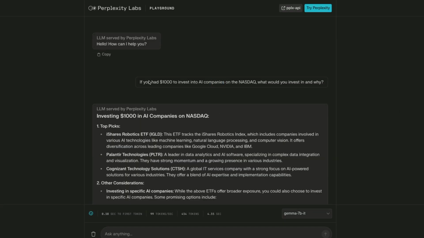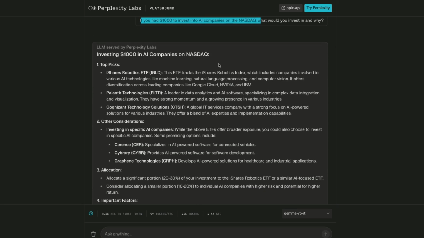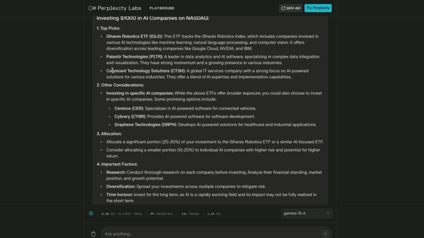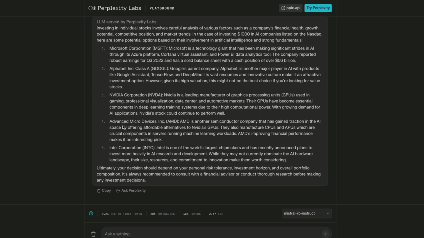Okay, so now can we use Gemma's advice for investment? Now, I was actually expecting that this is going to just tell me that it cannot give me investment advice, but it actually picked some stocks for us when we said that we want to invest $1,000 in AI companies on NASDAQ. However, the stocks it picked, I think, are not the best stocks. Now, on the other hand, Mistral's picks kind of make sense because it has NVIDIA in there.